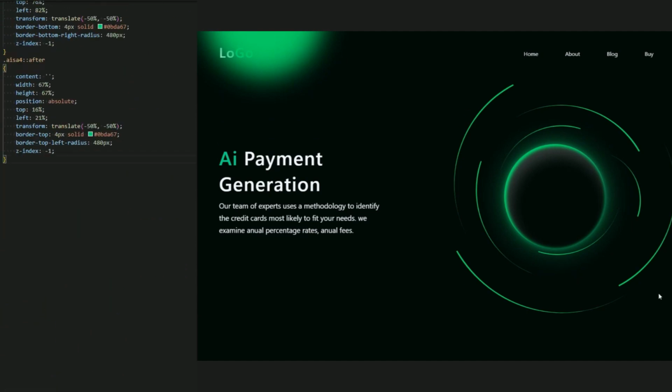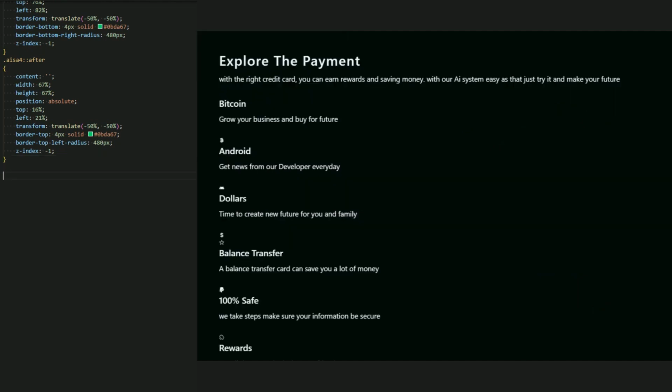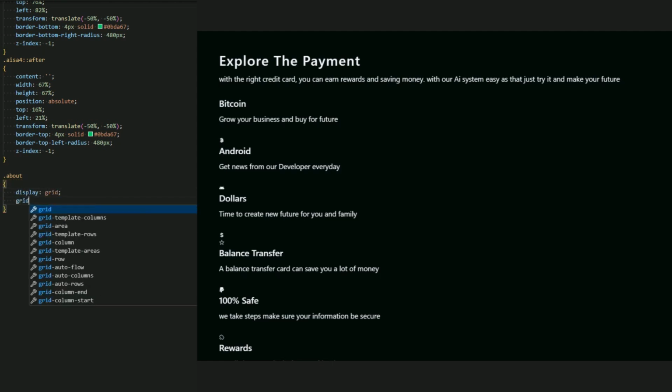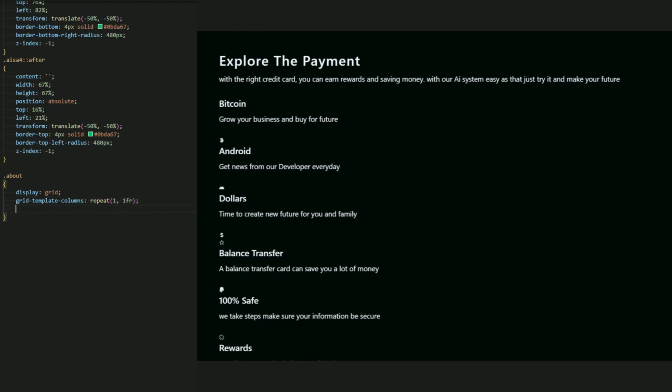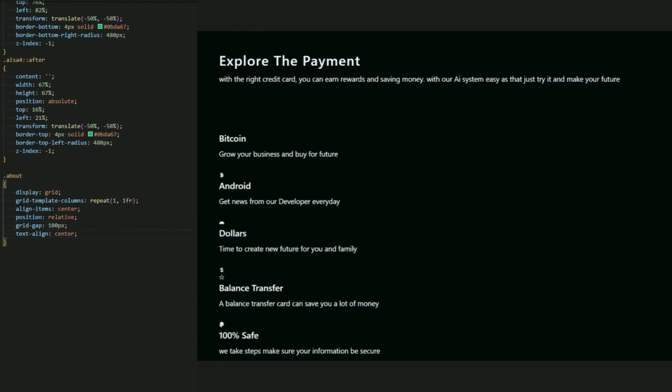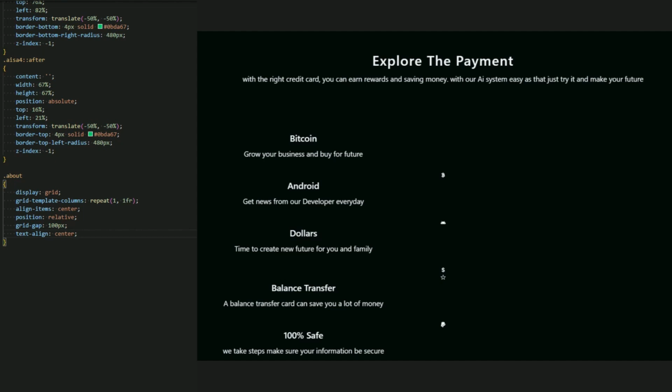So we create after this, about. So now let me just create about. Okay, about: display grid, template column repeat 1 0 4. I want it to be on the next line, align item center, position relative, grid gap to add a distance or space 100 pixel, and text align center to make all the text centered.